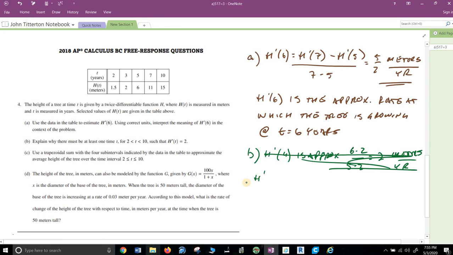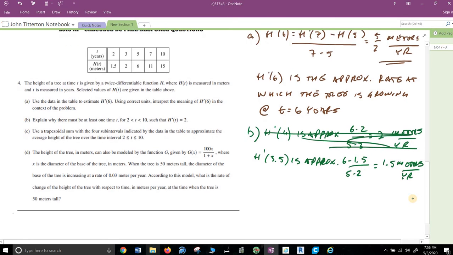H prime of 3.5 is approximately 6 minus 1.5 over 5 minus 2, which is 4.5 over 3, which is 1.5 meters per year, along with part A.